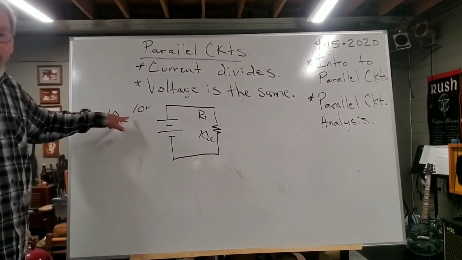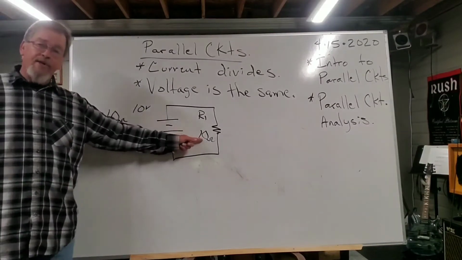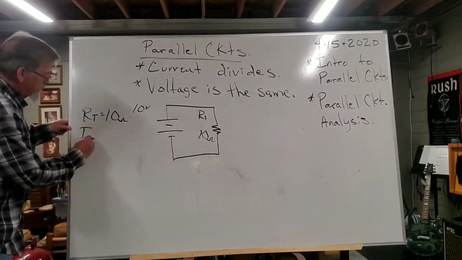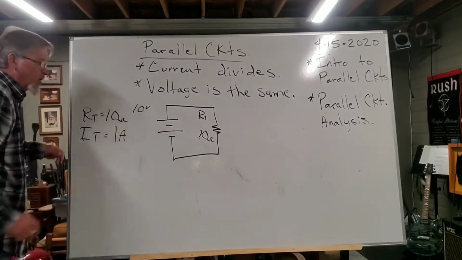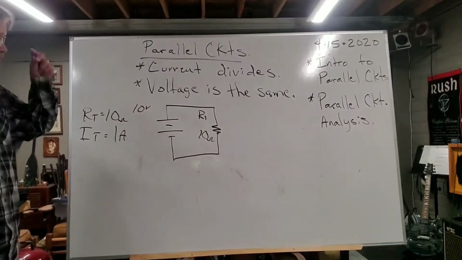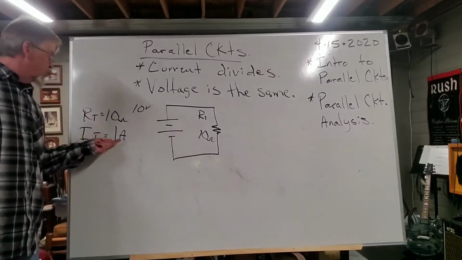And if my total applied voltage is 10 volts divided by that 10 ohms, Ohm's law will give me my total current of 1 amp. Okay? 10 divided by 10 is 1 amp. So here we go. That's all fine. Right now, total resistance is 10 ohms. Total current is 1 amp.